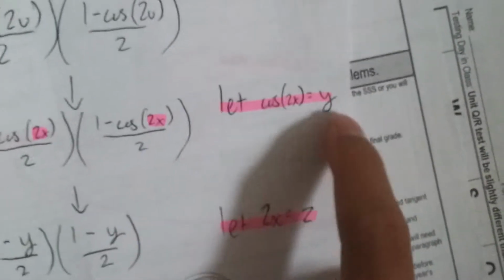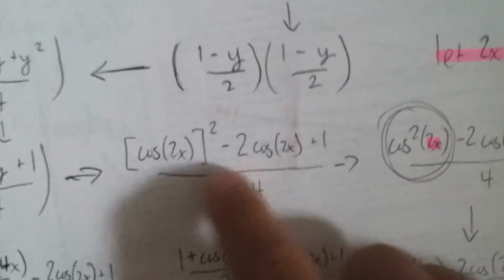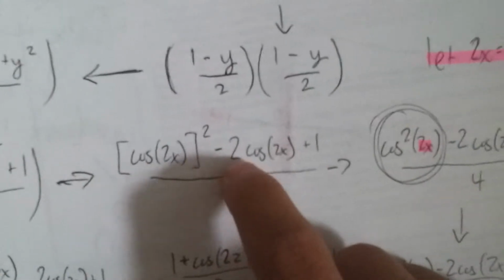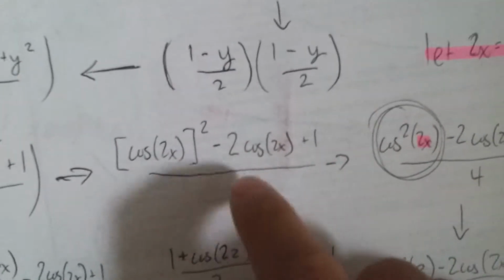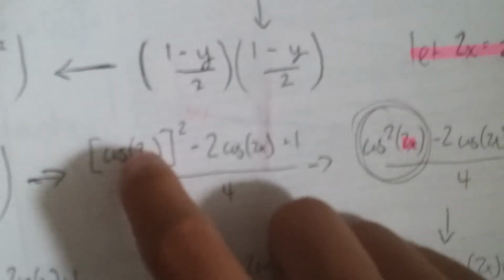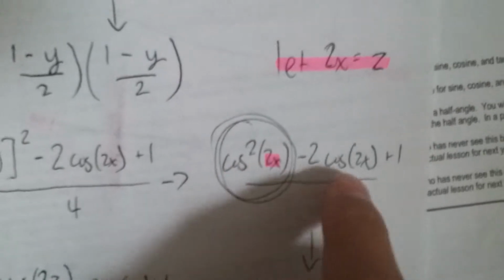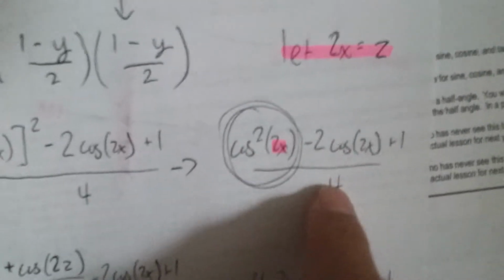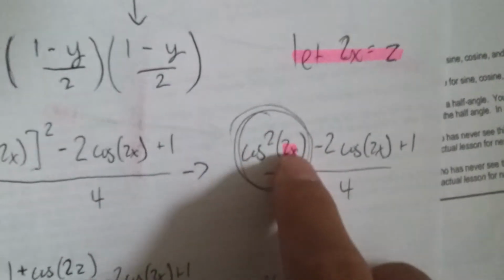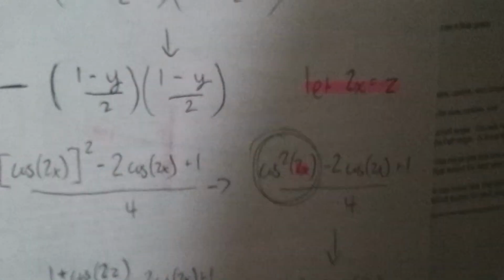Now we're going to plug in our cosine 2x for every y. So now this will turn to this: cosine 2x squared minus 2 cosine 2x plus 1 divided by 4. This part squared, we're going to square the cosine, so it becomes cosine squared 2x minus 2 cosine 2x plus 1 divided by 4. At this part, we're going to let 2x equal z. Because we do that, it'll look very similar to this.